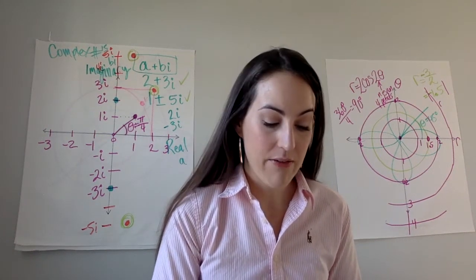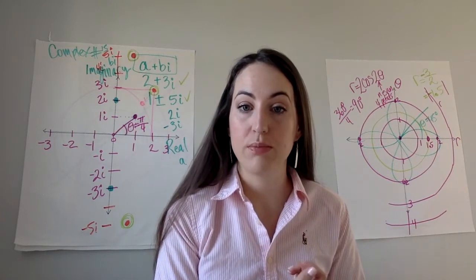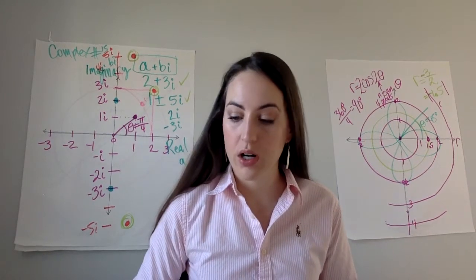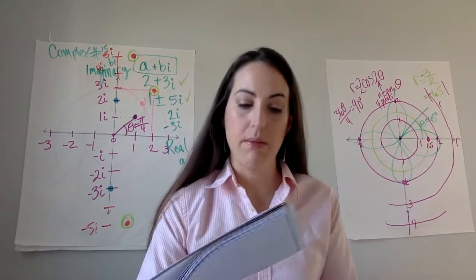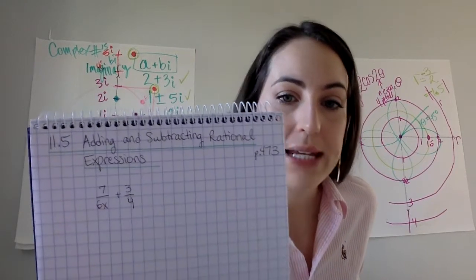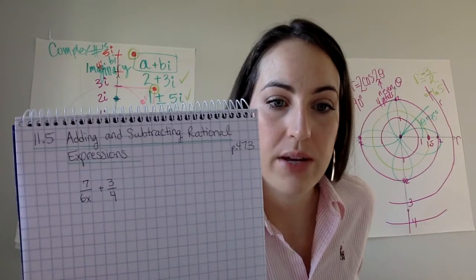This is 11.5. We are adding and subtracting rational expressions. So go ahead and date and title your notes. It is Wednesday, 4/22, 11.5, Adding and subtracting rational expressions. Open your book to page 473.